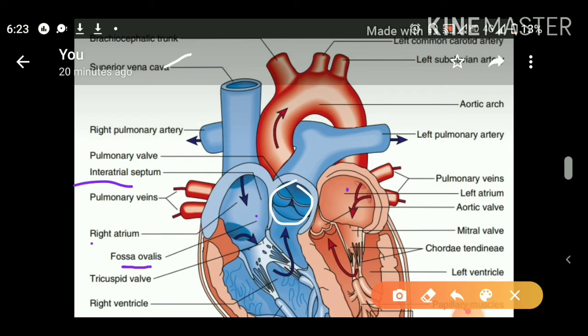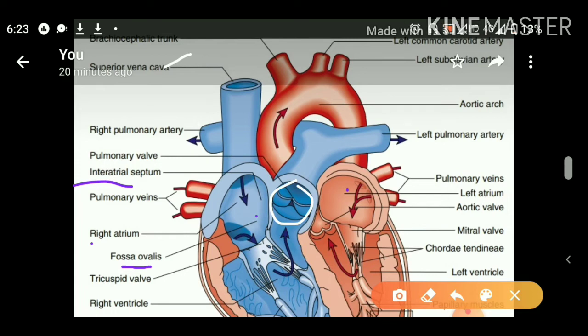in case of fetus, because during pregnancy, when the child is in the mother's womb, that time blood is directly passed from right auricle to left auricle. There is no need to send it to lungs.